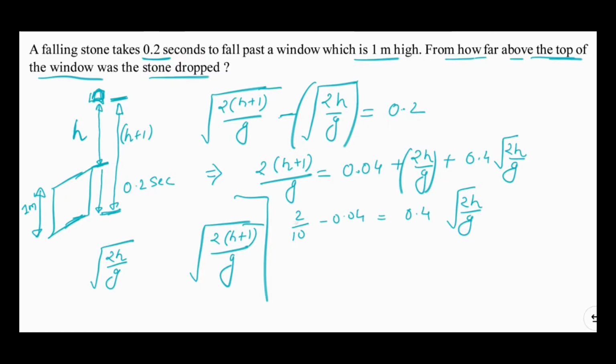2 by 10 is going to be 0.2, 0.2 minus 0.04 is going to be 0.16, divided by 0.4 is going to be root over 2h by g, where g is 10. You can solve this expression to get h as 0.8 meters. This should be the final answer. Thank you.